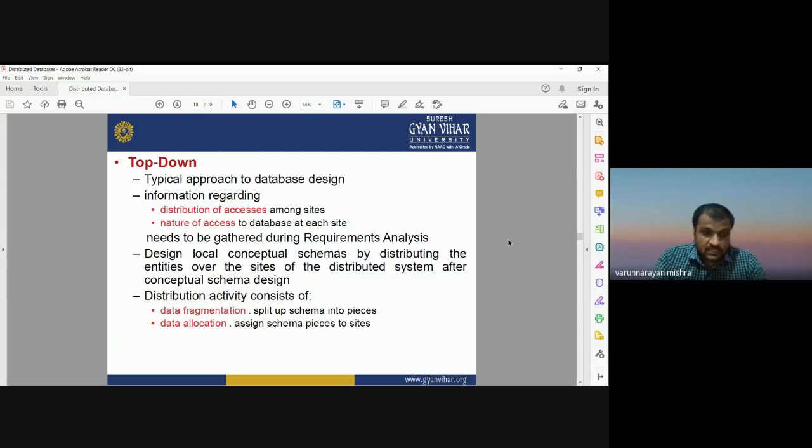Whatever data is distributed under the top down approach has two kinds of activities: data fragmentation, in which the data is split up into different schemas, different pieces, and data allocation, which assigns the schemas, that is pieces, to the sites. Okay, so this is how the distribution activity consists of data fragmentation. Now moving to the next slide.